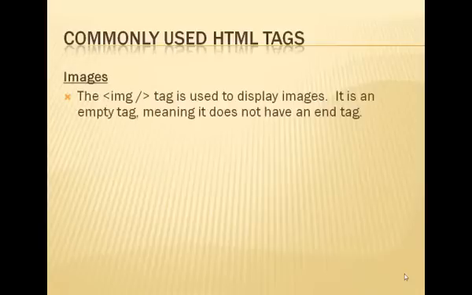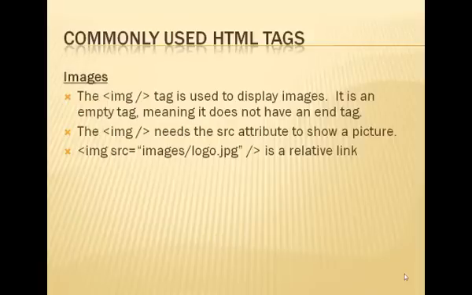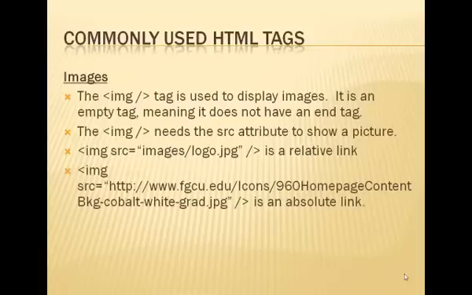And let's talk about images. The image tag is used to display images. It does not have an end tag, it's IMG, and it is an empty tag, so you do not have to use an end tag. It needs the source attribute to show a picture. It can't exist with IMG alone, and so an example would be IMG source equals, and then you put the path of the image, and that's called a relative link. You can also have an absolute link, and that's where you have IMG source equals, and you actually put the full link in there. Now you'll be using an absolute link for your example because you may not have the ability to post an image for this exercise, but for good development practices, you really don't want to use an absolute link because in this example, if FGCU changed the background cobalt white grad.jpg and you didn't know about it, then your link would be broken on your web page. So you want to use a relative link, which means you save the image to your web file structure, like I showed you earlier in the video.